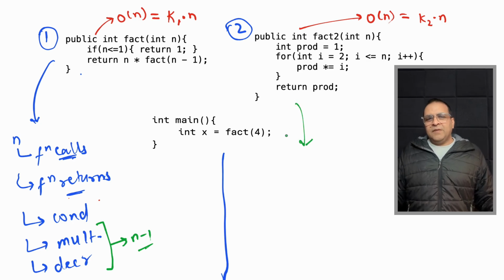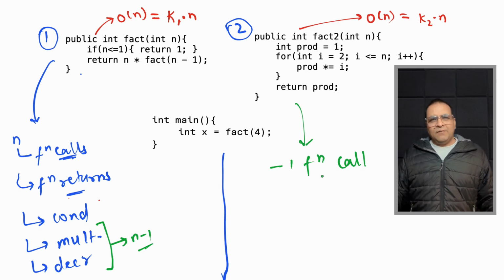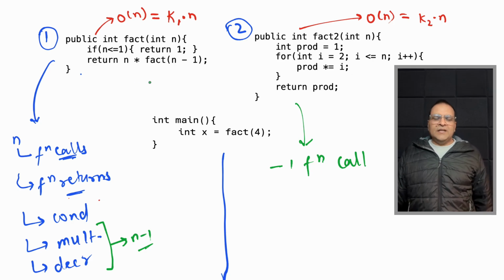In case of the second function, there is only one function call. If you want to find the factorial of 10, then the first function will have 10 stack frames. But the second function will have only one stack frame. If you want to find the factorial of 20, then the first function will have 20 stack frames, but the second function will have only one stack frame. Therefore, the number of stack frames generated in case of the first function depends on the input value n. But in case of the second function, the number of stack frames is constant. There will be only one stack frame.